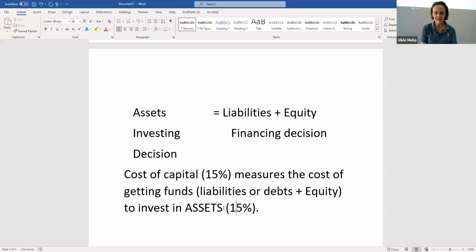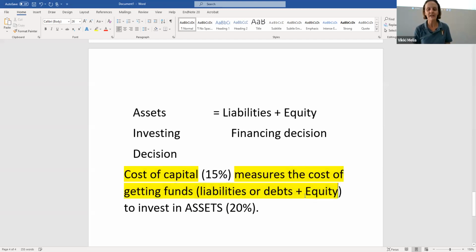But if my assets can earn a return of 20%, that more than covers the cost of getting the money to invest in the asset. So that's what we're looking at today, this cost of capital, measuring the cost of getting the money to invest in the assets. It's a really important piece of information for a company to know because they need to know that their assets are generating a higher return than their cost of capital. If they're not, the company is losing money. They're going backwards.